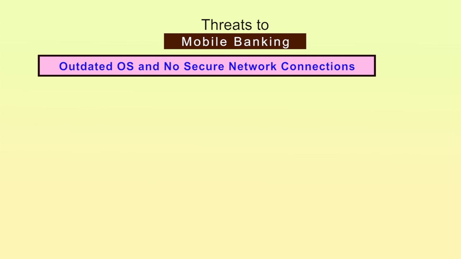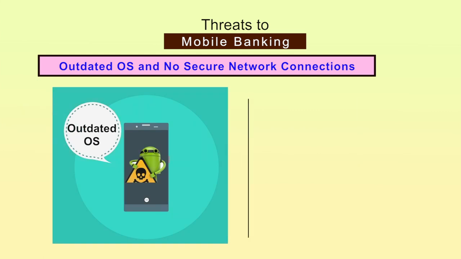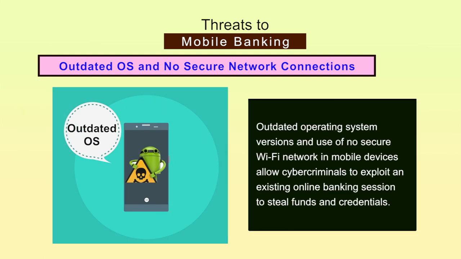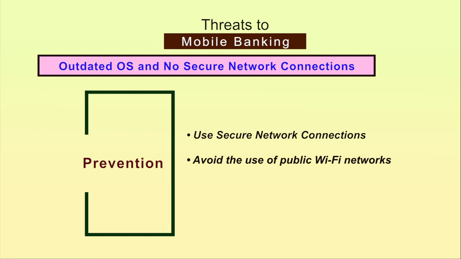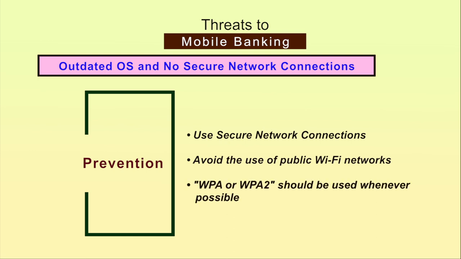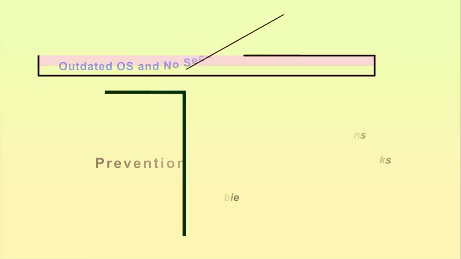Next threat is outdated operating system and no secure network connections. Risk factors such as outdated operating system versions and use of non-secure Wi-Fi networks in mobile devices allow cyber criminals to exploit an existing online banking session to steal funds and credentials. For prevention, use secure network connections. It's important to be connected only to trusted networks. Avoid the use of public Wi-Fi networks. More secure and trusted Wi-Fi connections identified as WPA or WPA2 requiring strong passwords should be used.